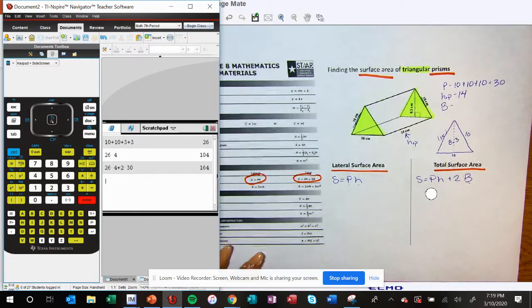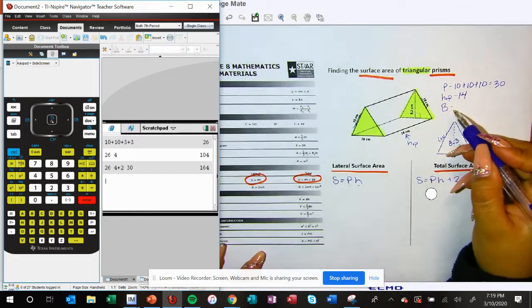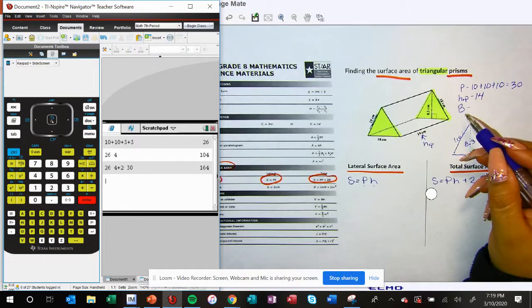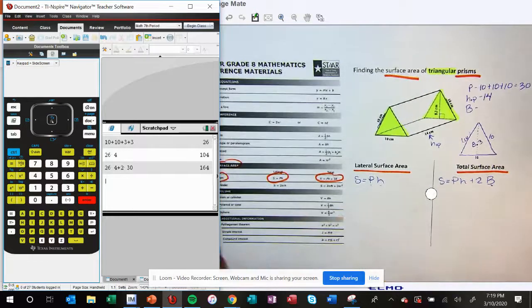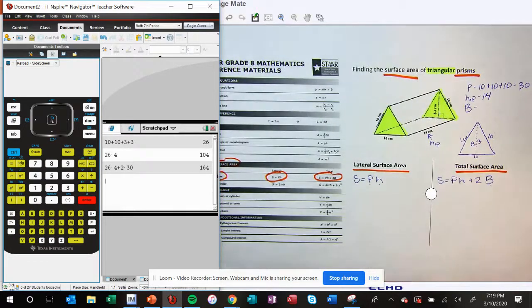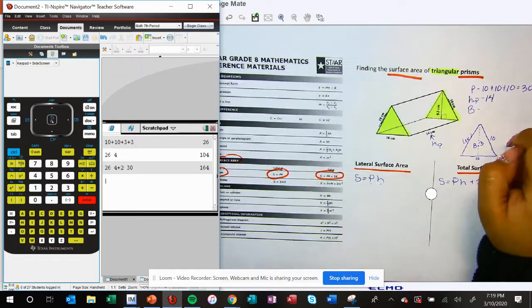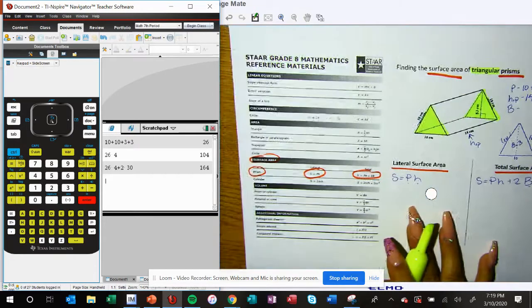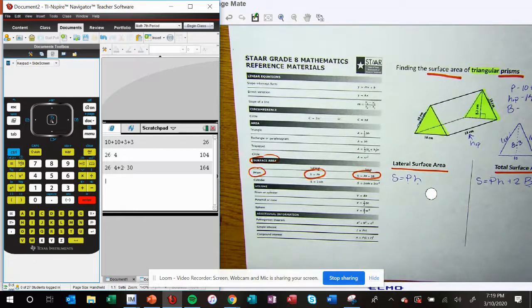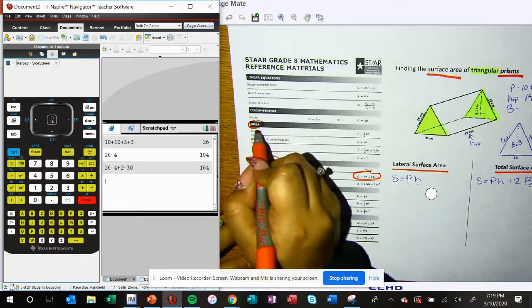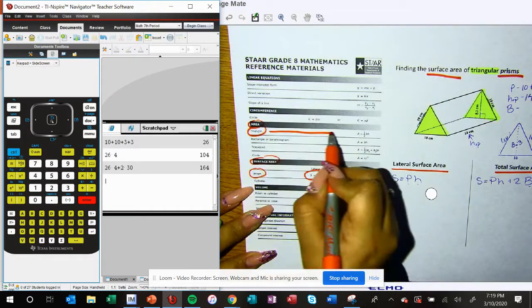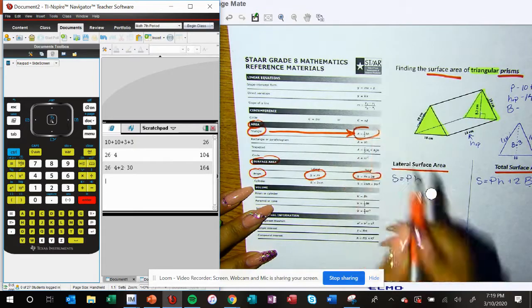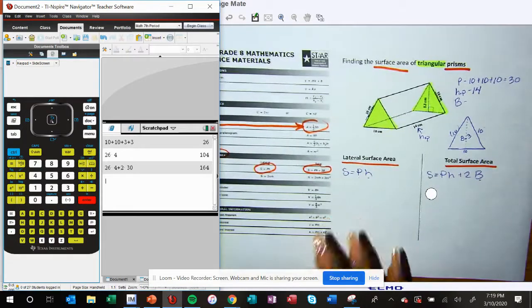And then now, here's where I'm going to be doing the big B. So remember that the big B stands for the area of the base. Well, this is my base. When I was doing the rectangular prisms, the base was length times width. But that was because it was a rectangle. But now I'm talking about a triangle. So I am going to be using the area of a triangle. And that formula is right here. 1/2 bh.